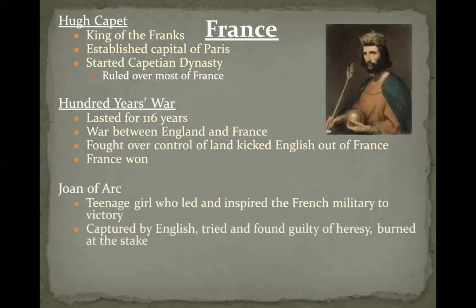And going back and looking at this Hundred Years' War again, and remembering that England lost and France won, Joan of Arc, a teenage girl who inspired the French military, really helped the French win. And obviously she got persecuted pretty severely. She was tried and found guilty of heresy, and she was burned at the stake. I can't remember exactly how old she was, but I want to say like 15 to 17.